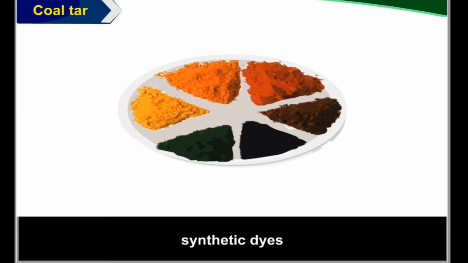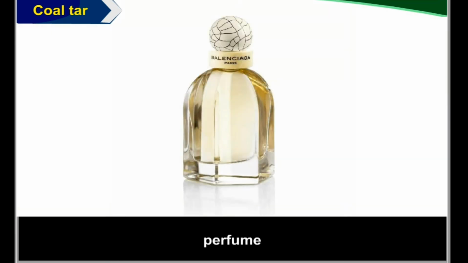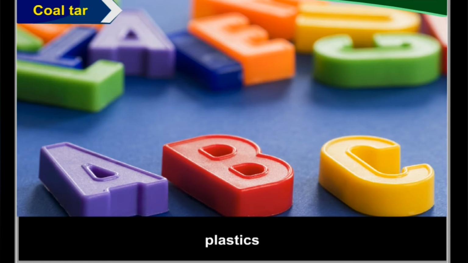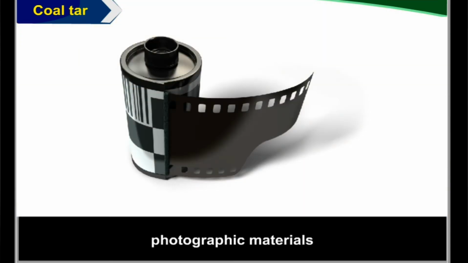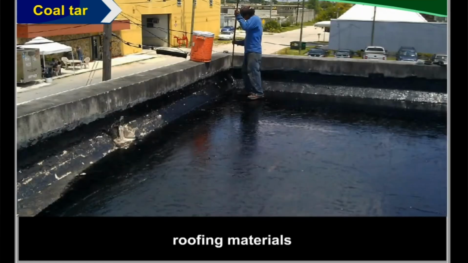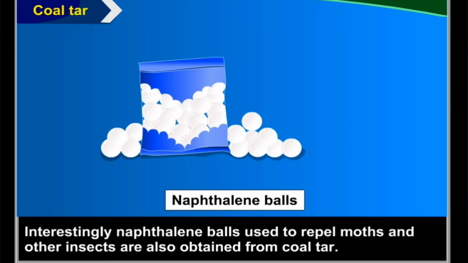synthetic dyes, drugs, explosives, perfumes, plastics, paints, photographic materials, roofing materials, etc. Interestingly, naphthalene balls used to repel moths and other insects are also obtained from coal tar.